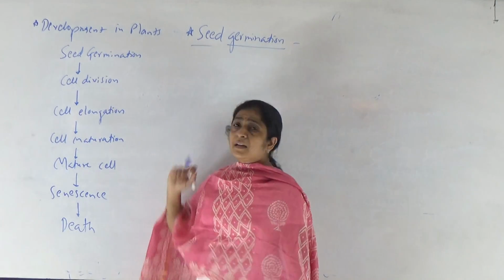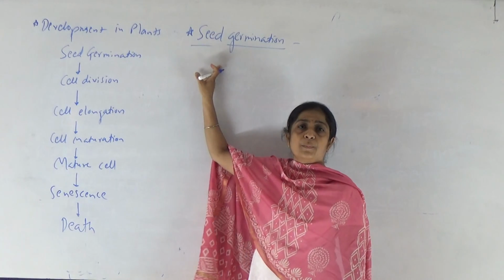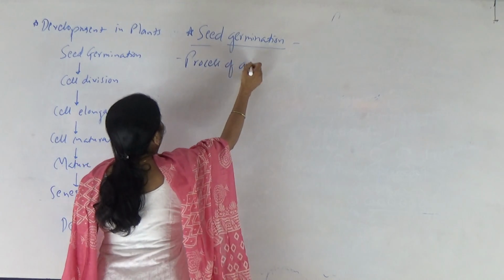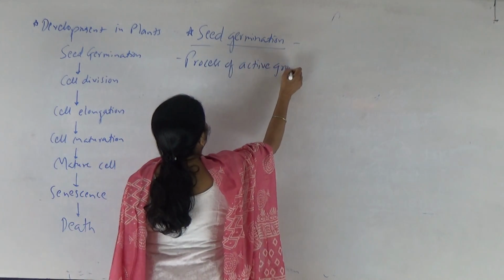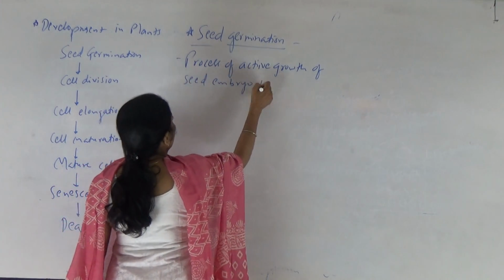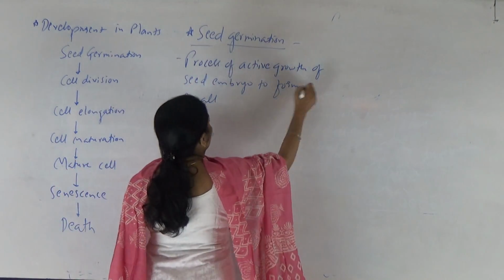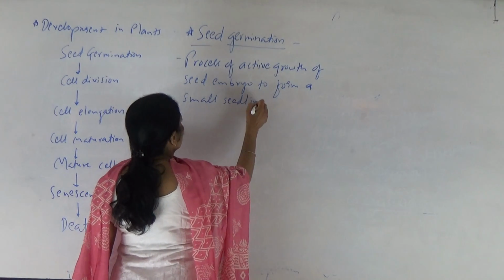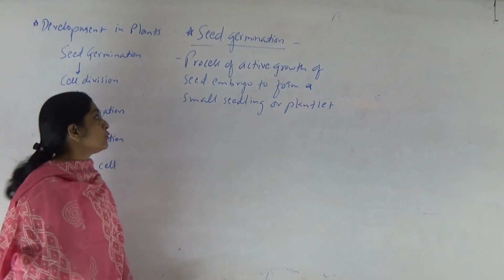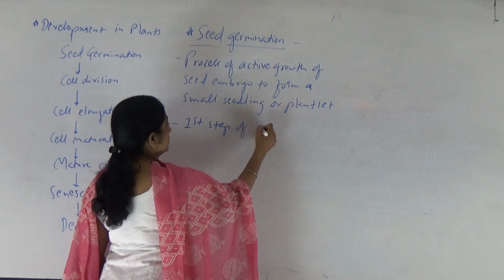So it is the active growth of seed embryo to form a small seedling or plantlet, that is nothing but seed germination, right? So the process of active growth of seed embryo to form a small seedling or plantlet, that is known as seed germination, which is also known as first step of plant growth.